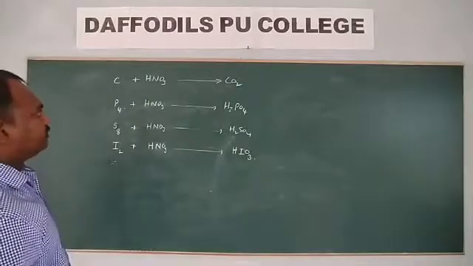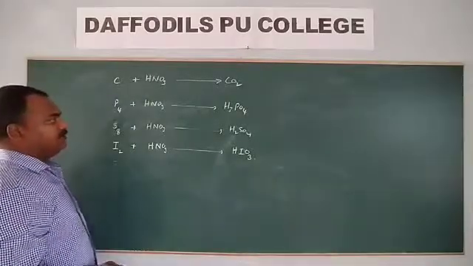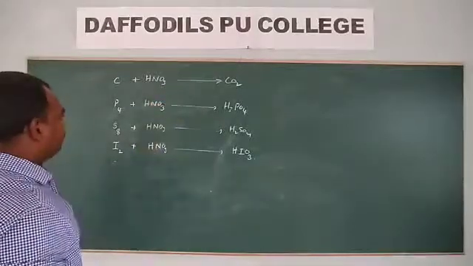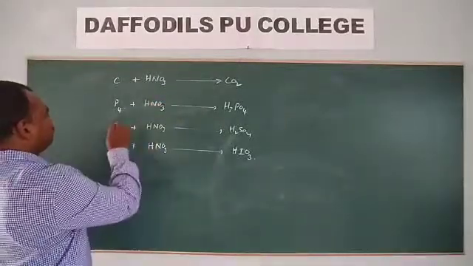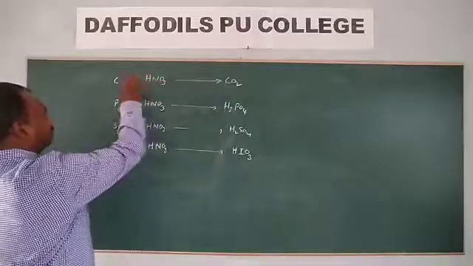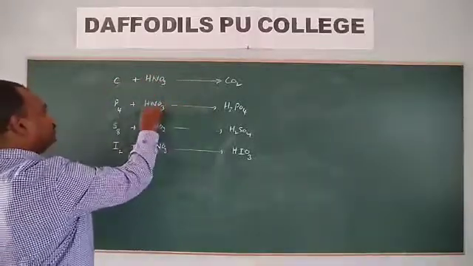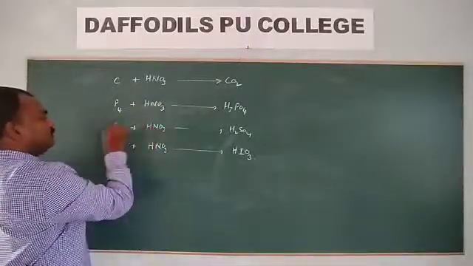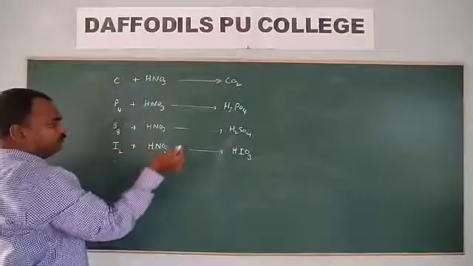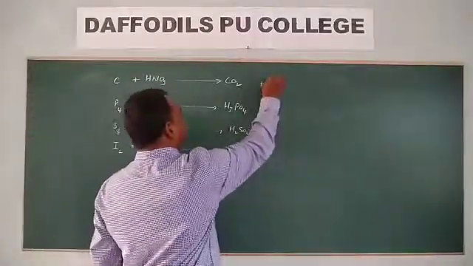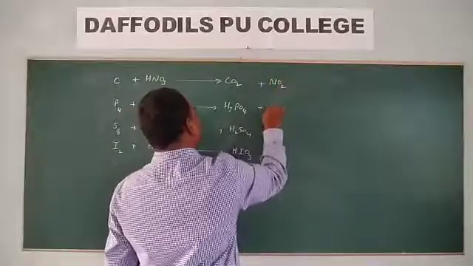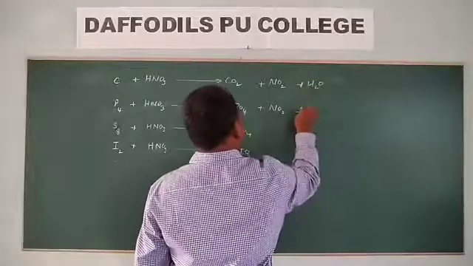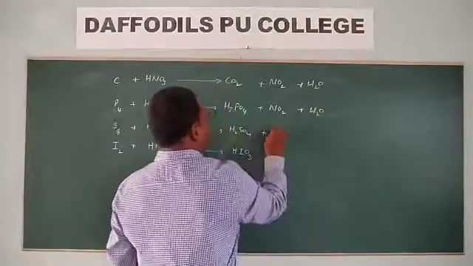So nitric acid oxidizes carbon to carbon dioxide, phosphorus to phosphoric acid, sulfur to sulfuric acid, iodine to iodic acid. Along with these, NO2 gas and water are also formed. Like that, you can easily remember these reactions.